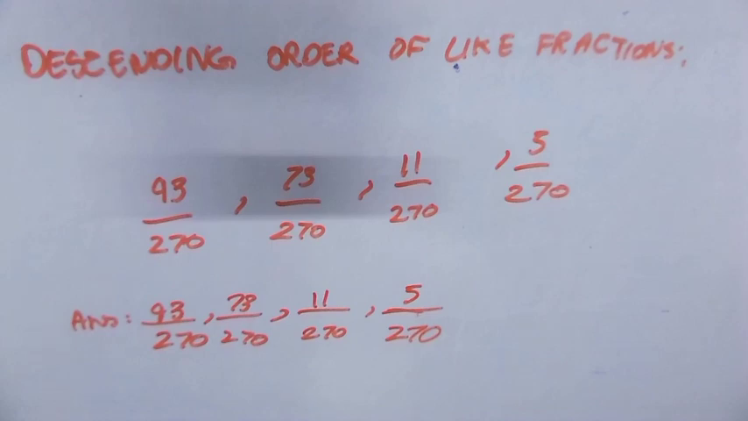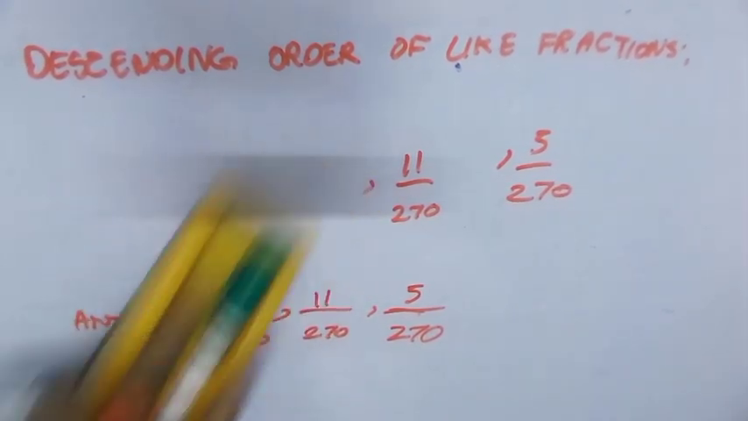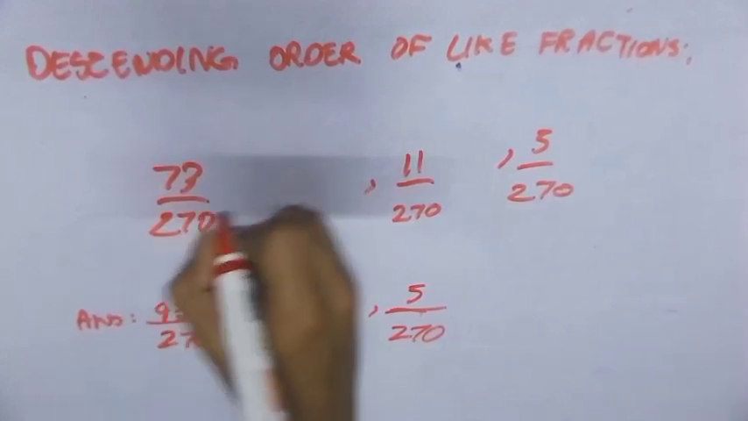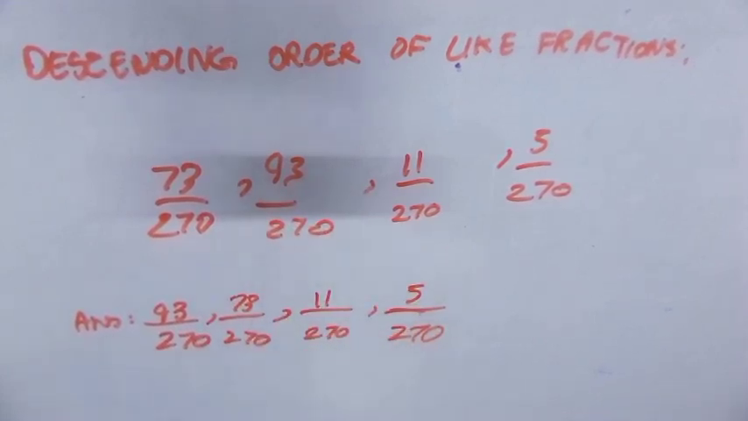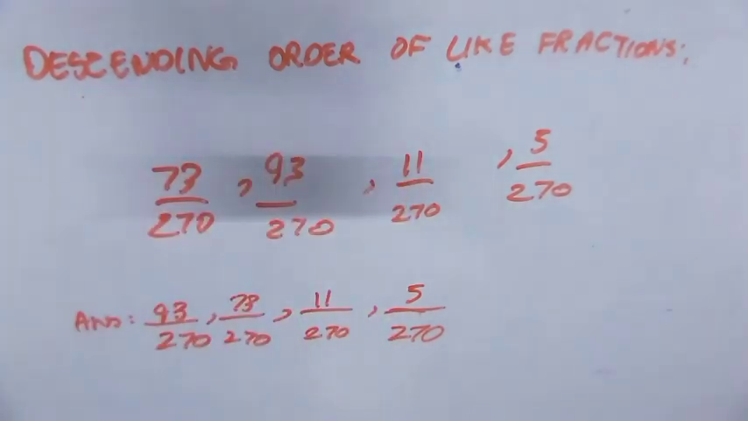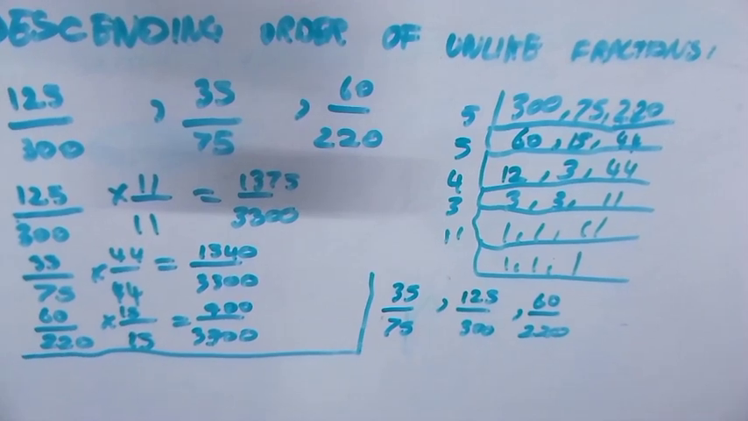Now you might be impressed. It's the exact same order given here, but it's always not this case when it is descending order of like fractions. Suppose I write 73 by 270 here and 93 by 270 here. Still the answer won't change because it's the descending order. Let's move on to descending order of unlike fractions. Descending order of unlike fractions.